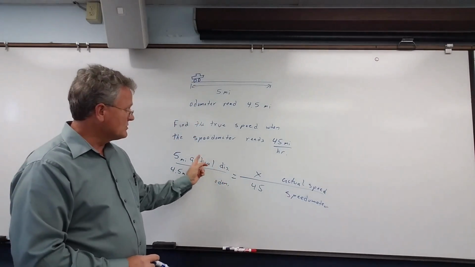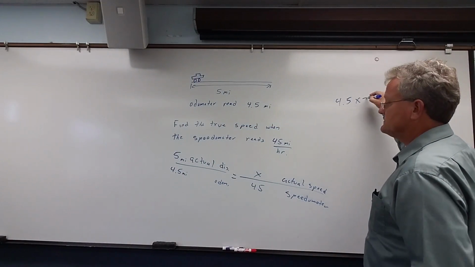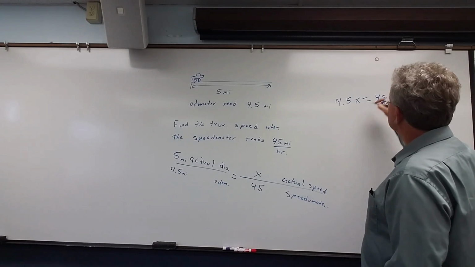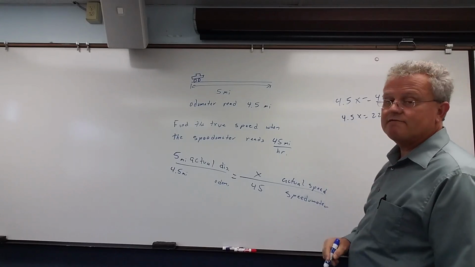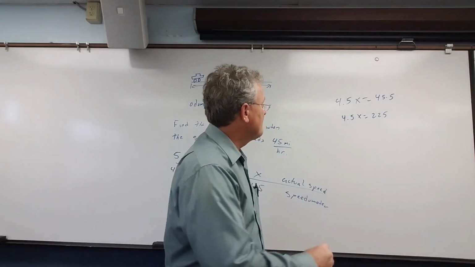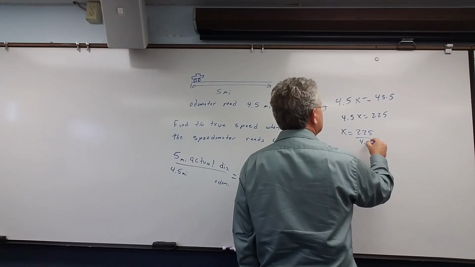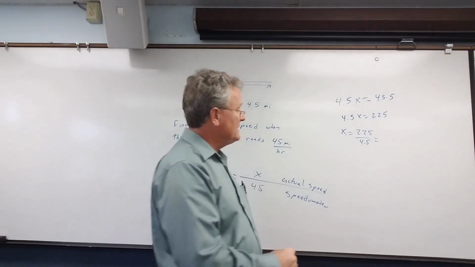Now we've got a proportion, we cross multiply, we get 4.5x equals 45 times 5, and this is 225. When we divide by 4.5, get out our calculator, and I believe that's going to equal 50.